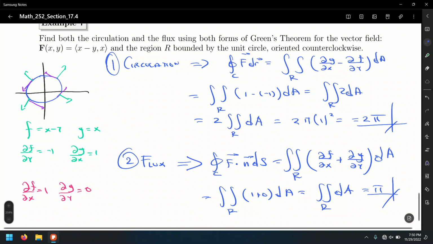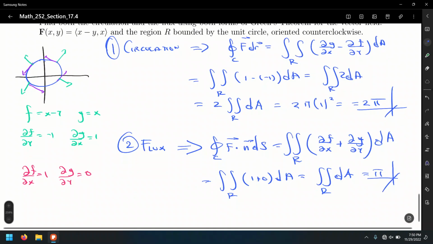Hold on, why did I get a 2 pi actually? Yeah, it's pi, right? So pi times 1. And in this case, it's positive. In this case, we have a source. So that means it's flowing out of the region at a rate of pi.